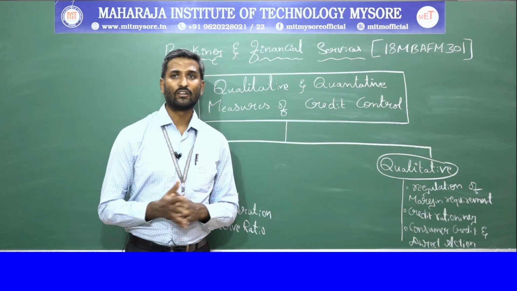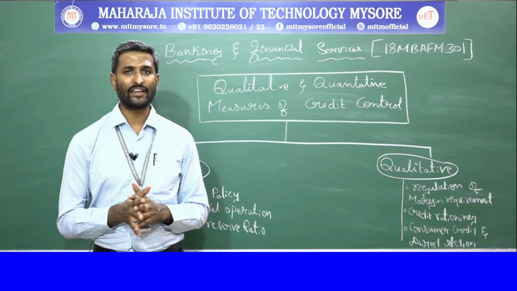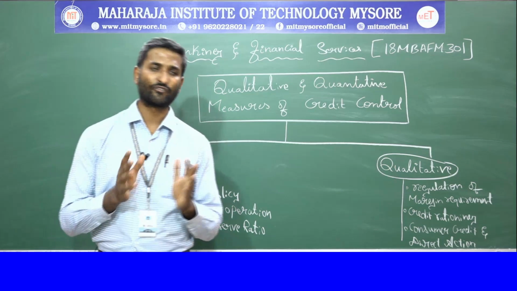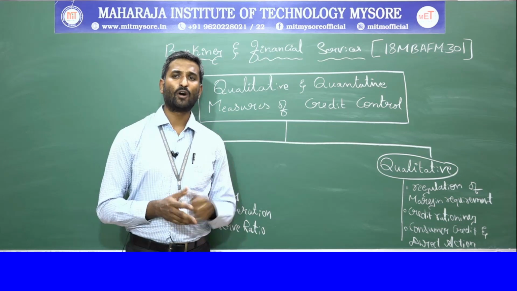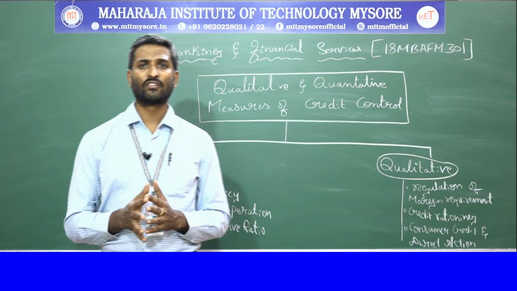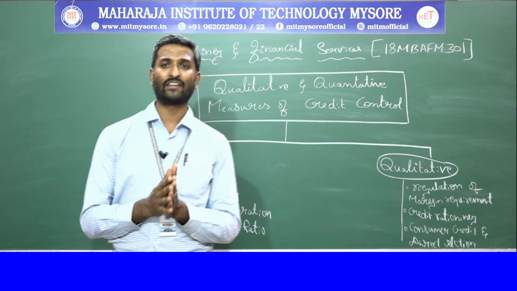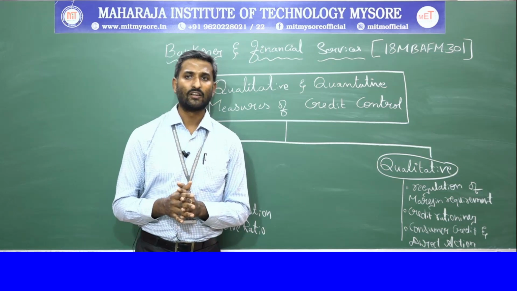Moral suasion and credit monitoring arrangements are other methods of credit control. Moral suasion will succeed only if the central bank is strong enough to influence the commercial banks.